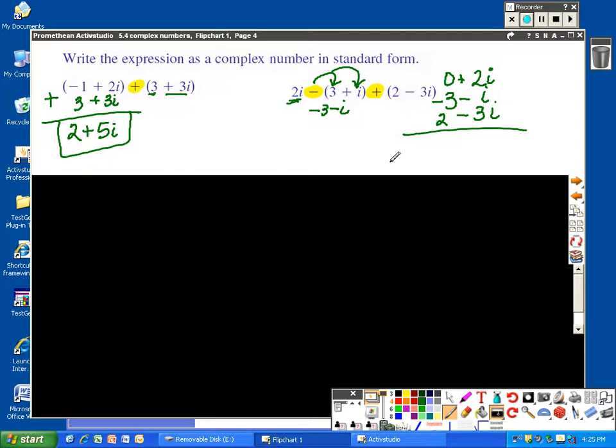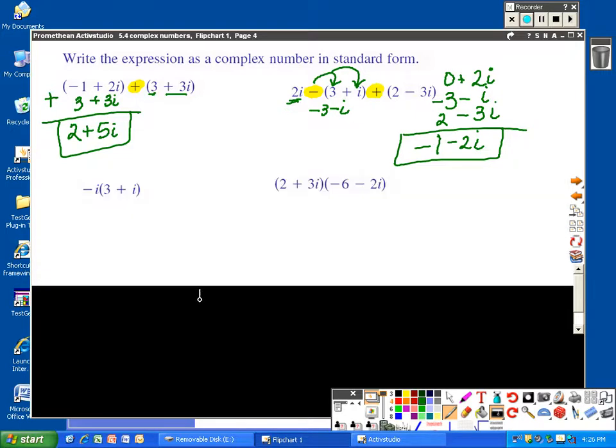So it would be 0 minus 3 is negative 3, plus 2 is positive 1. No, negative 3 plus 2 is a negative 1. Sorry. 2i minus i is i, minus 3i is negative 2i. Negative 1 minus 2i is what all that combines to be.